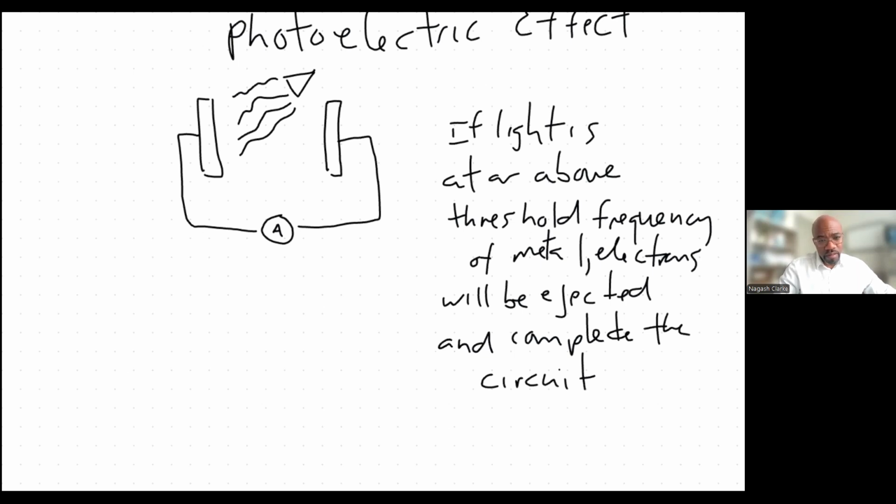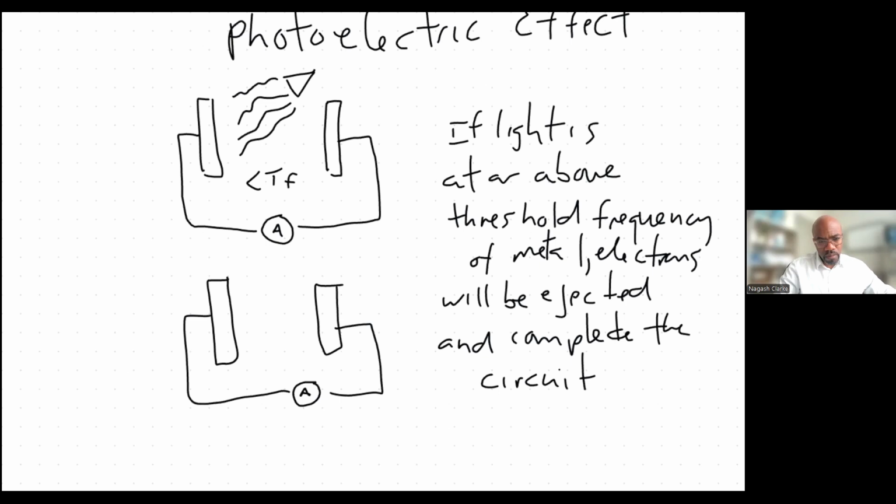So let's say this is below threshold frequency, call it TF. So I'm going to draw another diagram. So my metal is equal to threshold frequency. My ammeter, or could use a light bulb, is going to detect electric current because my electrons are now going to get ejected and they're going to complete the circuit.